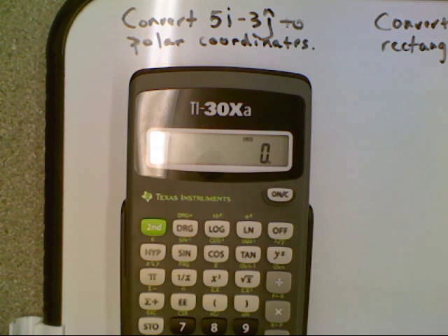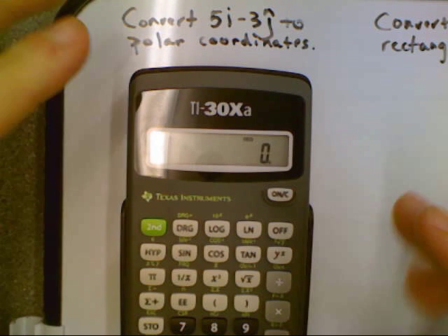This is a brief tutorial on how to convert from rectangular to polar coordinates and vice versa using the TI-30Xa model calculator. The TI calculators have some variations on how to do this, so this is just for this particular model of the TI calculator.